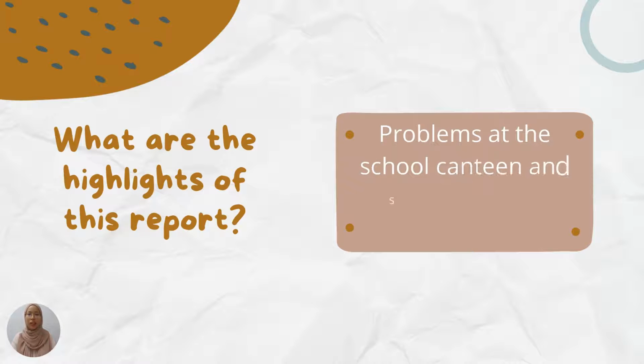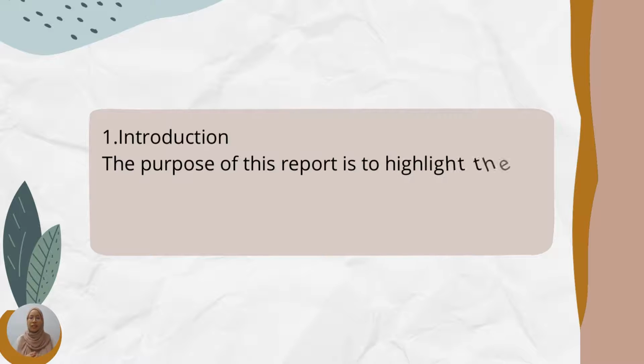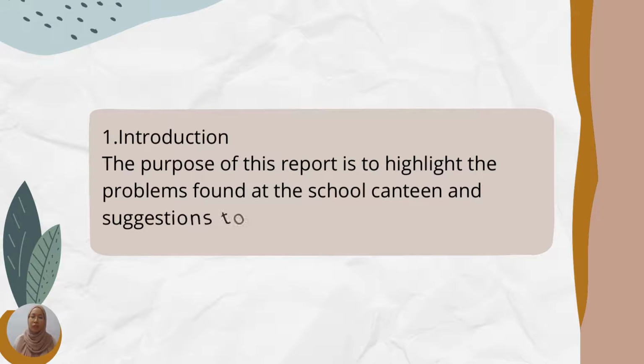Now, what are the highlights of this report? Highlights mean the main idea, okay, the main idea of our report today. So you can just look at the bullets, or you can find the highlights of the main idea in the question itself. So in this case, problems at the school canteen and suggestions to improve it. Okay, so this is the introduction. Just very easy, around 1 to 2 sentences. So write number 1, introduction. Okay, you must have the subtitle. Subheading. Okay, 1, introduction. So I'm going to use this phrase. The purpose of this report is to highlight the problems found at the school canteen and suggestions to improve it. That's it. Just give a general idea what your report will be about.